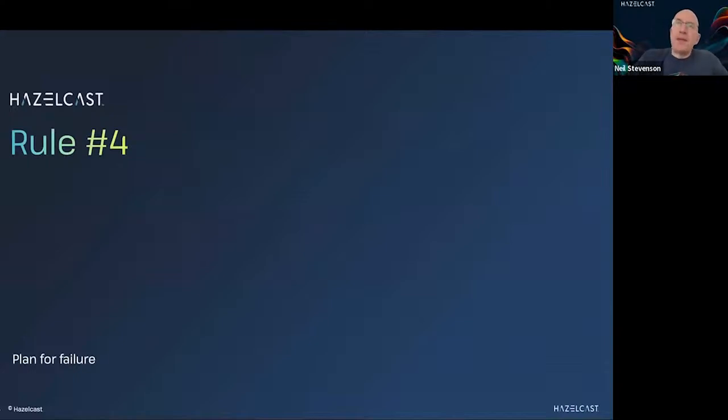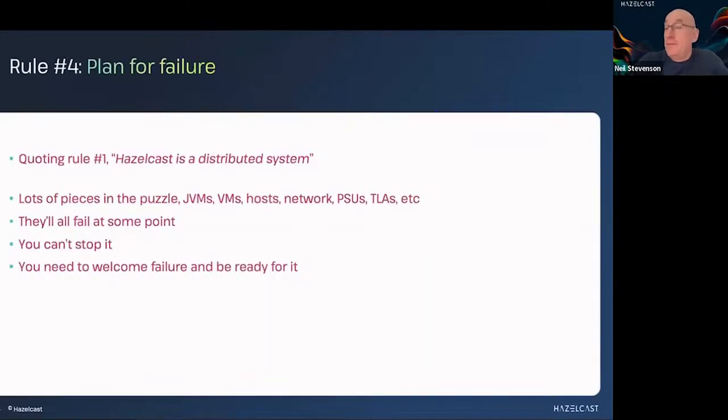So rule number 4 is around failure. It's going to happen. Did we say Hazelcast is a distributed system? It runs across multiple machines. So there's all sorts of things that can go wrong.